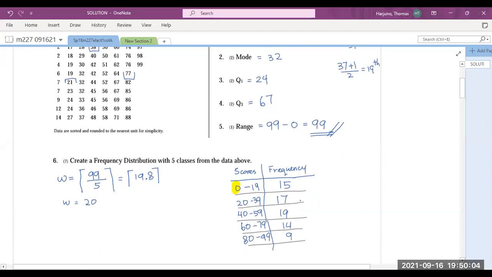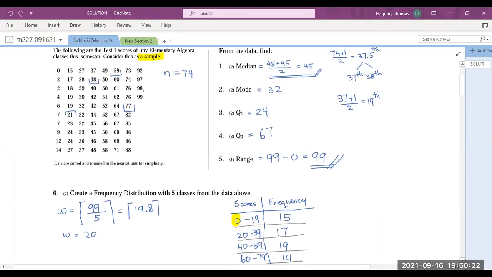Now, once you're done with this, make sure you add them, and add them separately. Like you use your calculator: 15 plus 17 plus 19 plus 14 plus 9. What's that? 74. Then you check, do you have 74 data here?